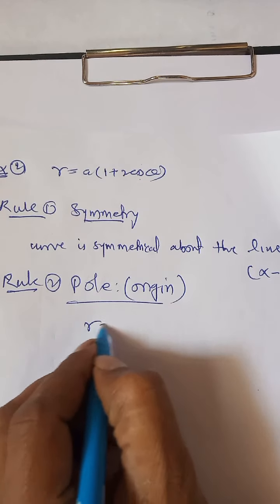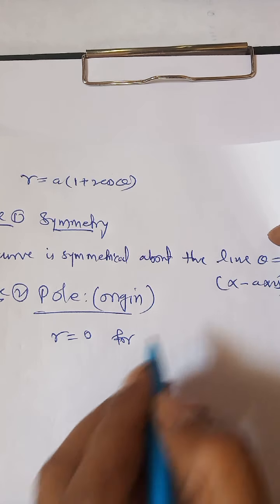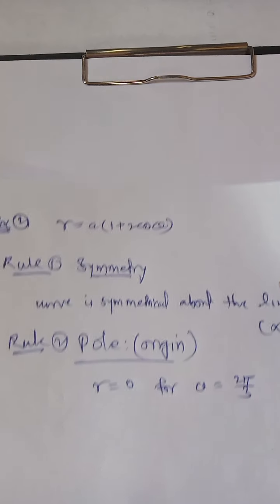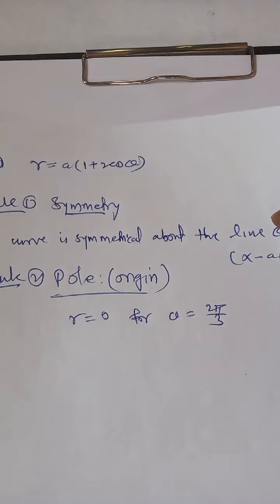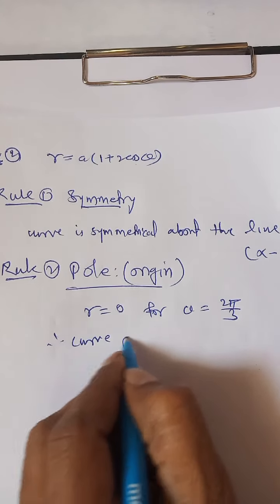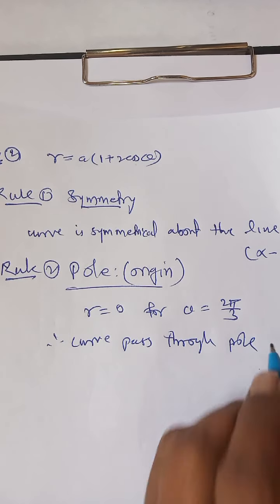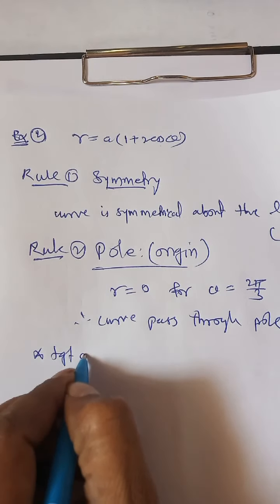So here r is 0 for theta equals 2 pi by 3. You can check this value: cos 2 pi by 3, cos 120 is minus half. So the 2 gets cancelled, and we get 1 minus 1, which is 0. So r is 0 for theta equals 2 pi by 3, and therefore the curve passes through the pole. Okay. Now we'll find out the tangent at the pole.